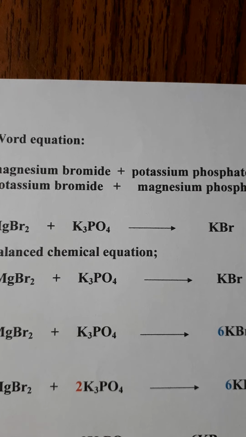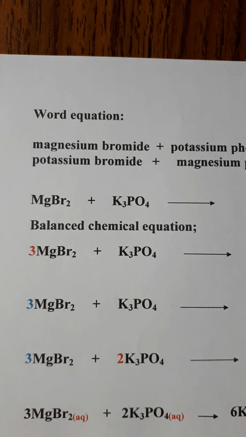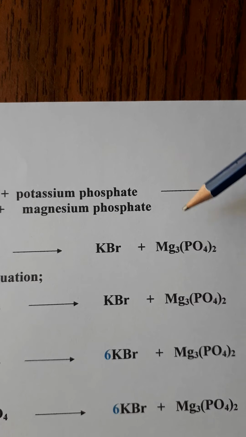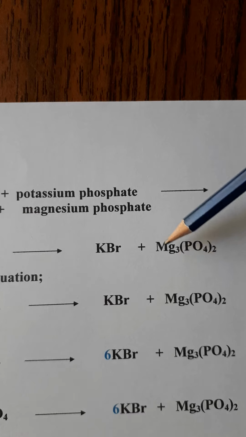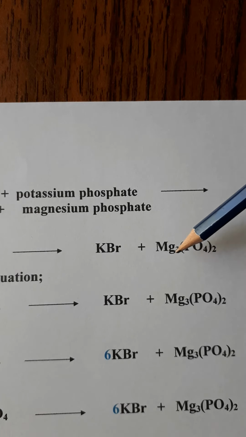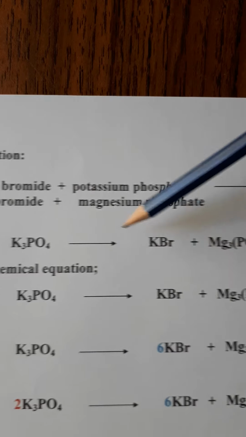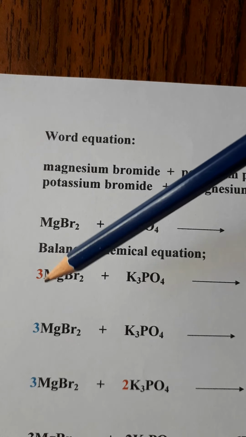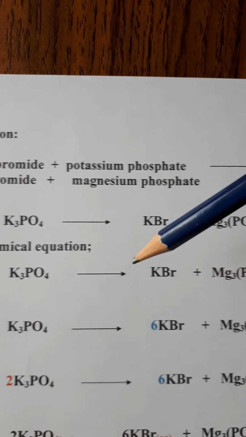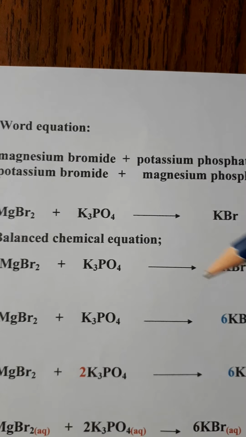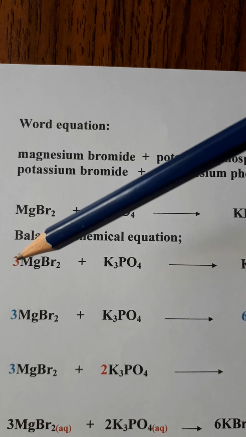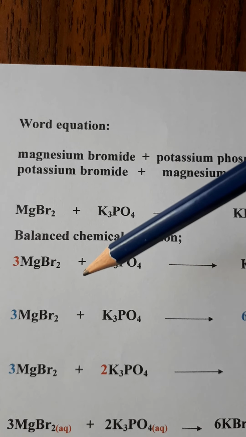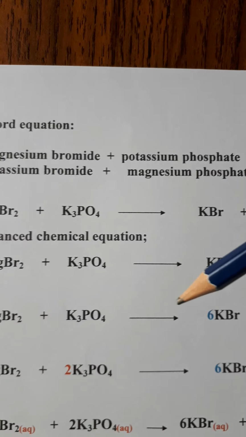You have to inspect, you have to see what is happening. You can see here you have Mg3, 3 magnesium atoms, so 3 magnesium ions. So you can quickly put 3 in front of magnesium bromide here. Now we have that 3 there. And then look at the bromide ions. So when you put 3 here, total bromide ions become 6. 3 times 2, 6. So in the next step you can put 6 here.